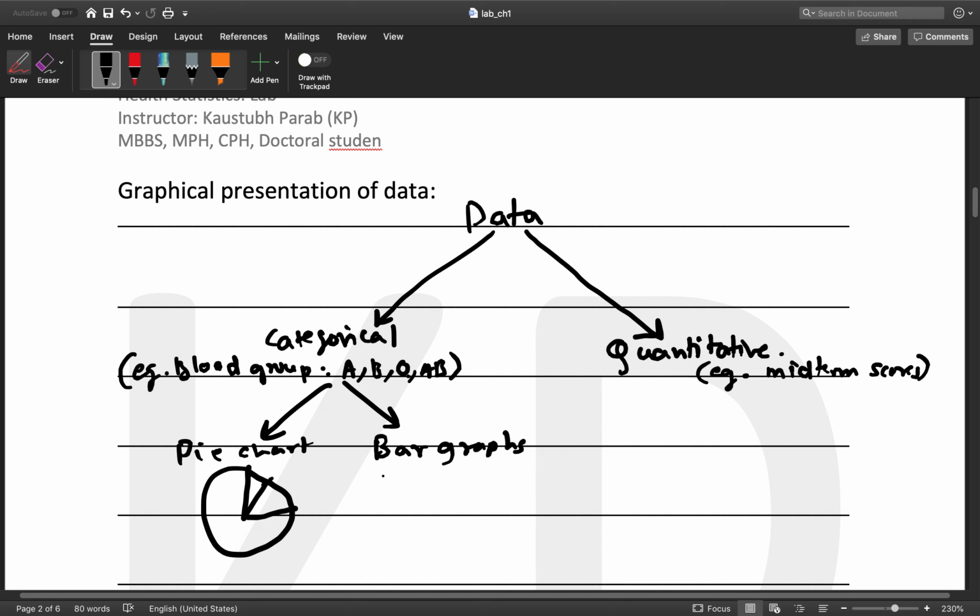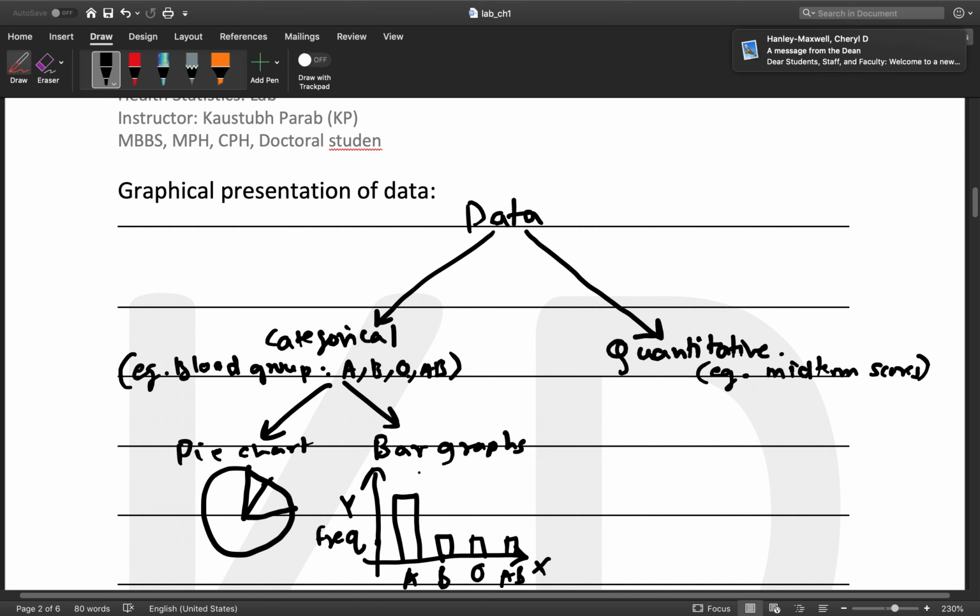But most statisticians use bar graphs for categorical variables. That can be represented on an axis of X and Y, with different bars representing each of these categories. In this case, as an example, these are the number of patients having blood group A, B, O, AB. And remember, on the Y axis, you always have some measure of frequency. It could be normal frequency counts, relative frequency, percentage, and so on.